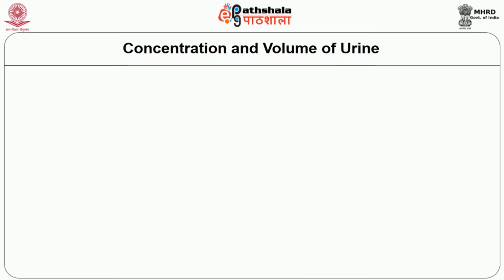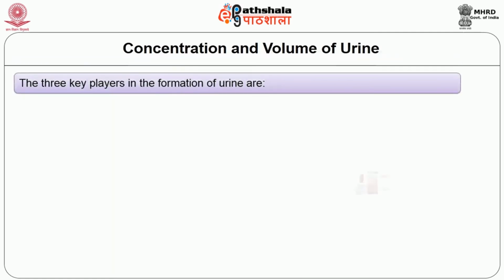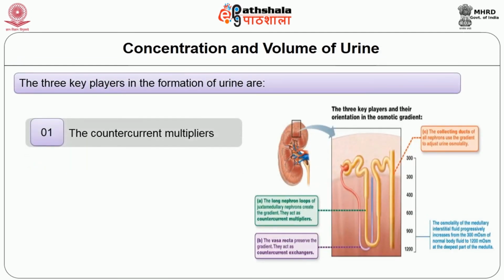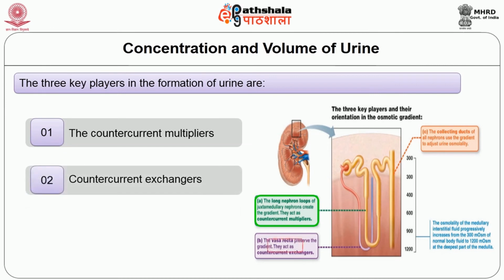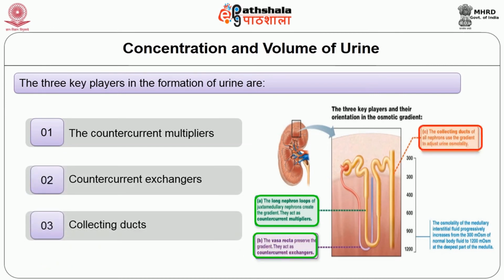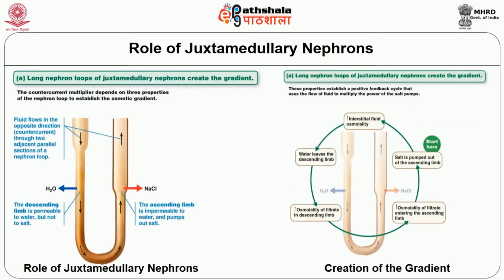Next, we come to the concentration and volume of urine. The three key players in urine formation are the counter current multipliers, the counter current exchangers and the collecting ducts. In addition, there is the role of the juxtamedullary nephrons. Here you can see the juxtamedullary nephrons and their role in the process of urine formation.